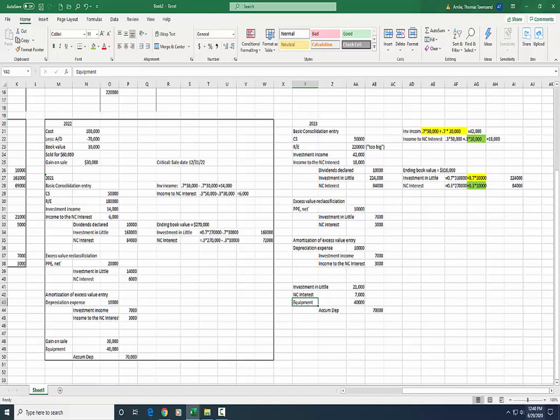Okay, so again, what we've done here is we've restored the equipment to its correct value, making it appear as though that sale never took place, and we've fixed the problem that we created up here in this basic consolidation entry. Now we have one more thing that we need to attend to, and that is the actual recognition of the gain. Now, if you think about it, the true or correct depreciation expense: this thing was bought initially for $100,000. It had a 10-year life, so it was being depreciated at the rate of $10,000 per year.